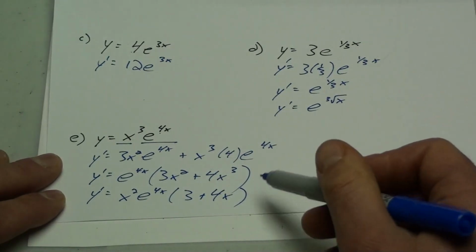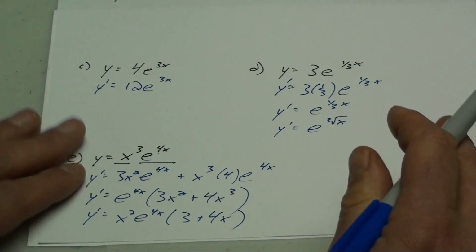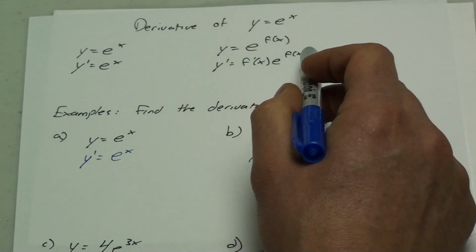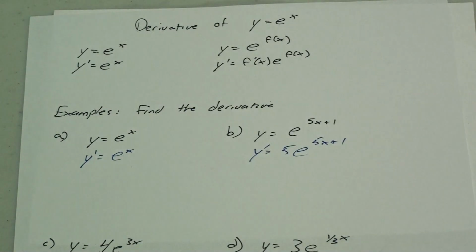Okay, how far you have to simplify that depends on what you're asked to do. But that is the rule for the exponent of e: take the derivative of the exponent, and then you have e, and then your exponent stays the same.